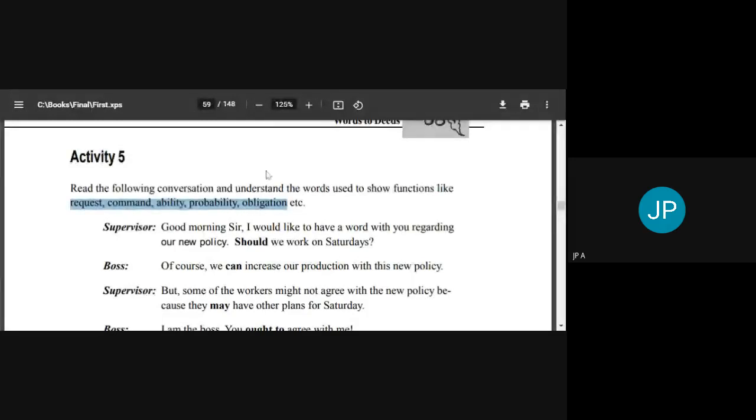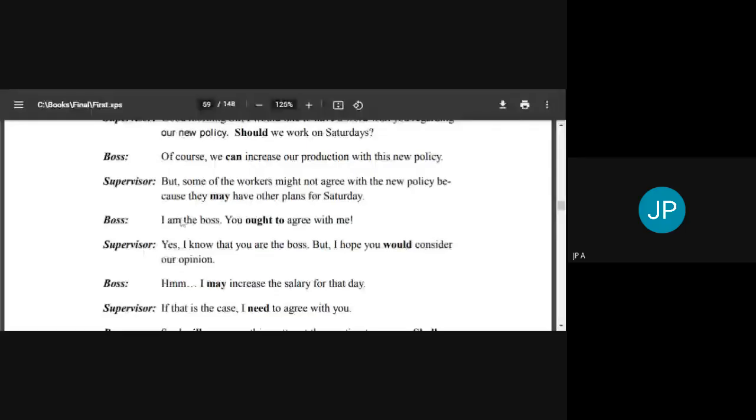Now the boss is using the language of the boss. He says, "You ought to." I am the boss. Now the language is changing. I am the boss. You ought to agree with me. Here, the social function is completely different. It is not a request. What is it?